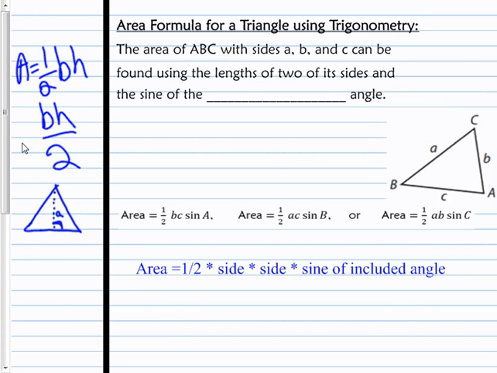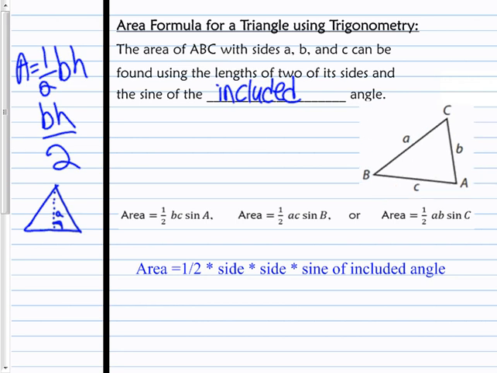So, let me move this so you can see that. There we go. The area of triangle ABC, with sides A, B, and C, can be found using the lengths of two sides and the sine of the included angle. So the two sides, and it has to be the angle that is touching both of those sides. So the area could be using this triangle right here.